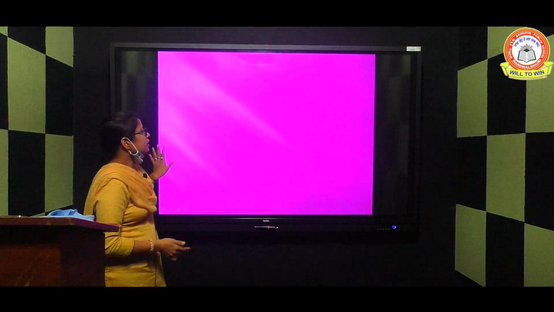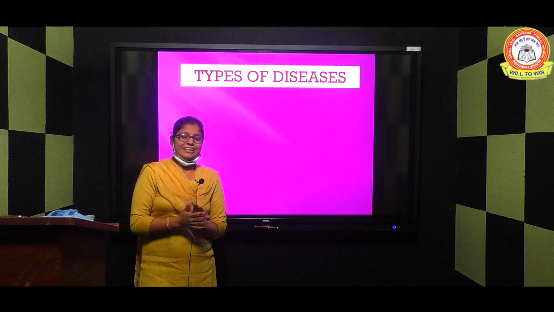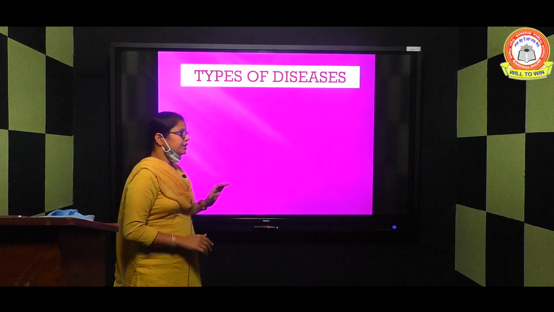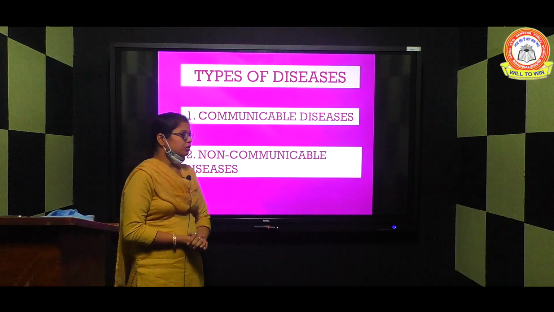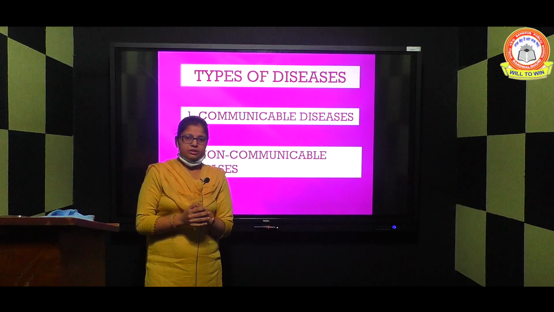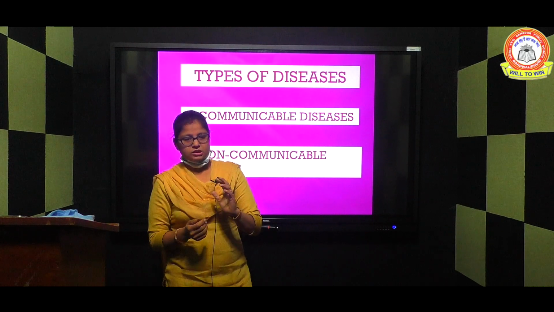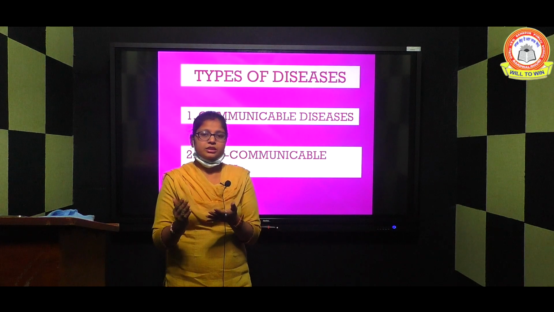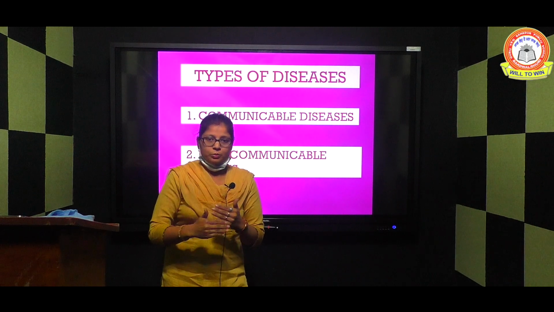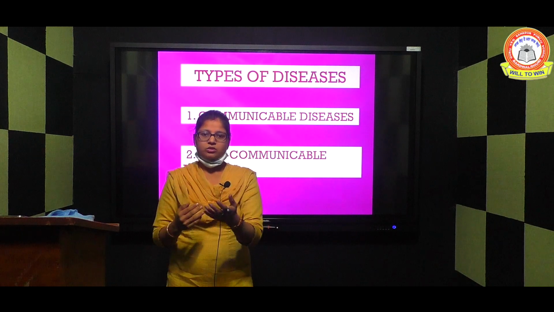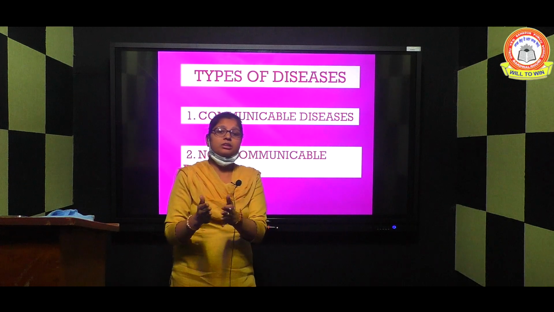Next is the types of diseases, right? Diseases can be categorized into two different types. The first one is communicable disease and the second one is non-communicable disease. In brief, let us discuss both of them. Communicable, as the word suggests, comes from communicate, like I am communicating with you. Similarly, when a disease spreads from one person to another person, that disease is called a communicable disease.